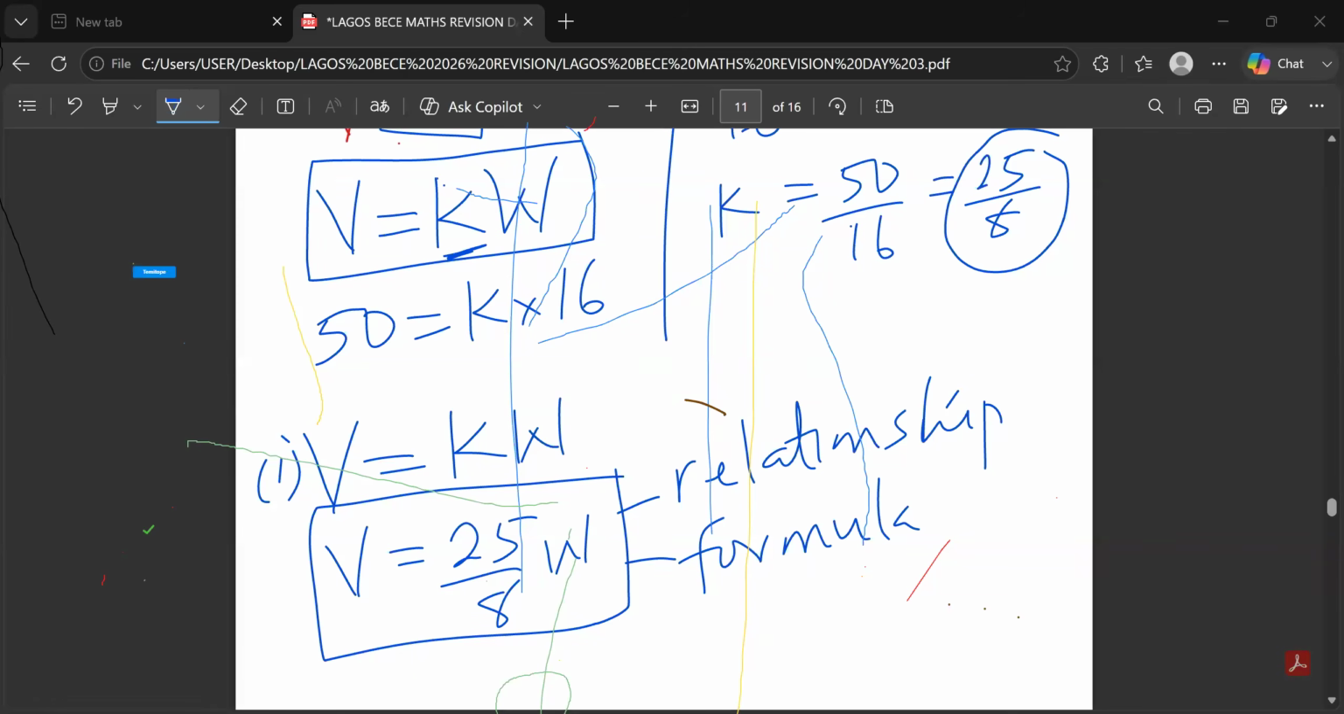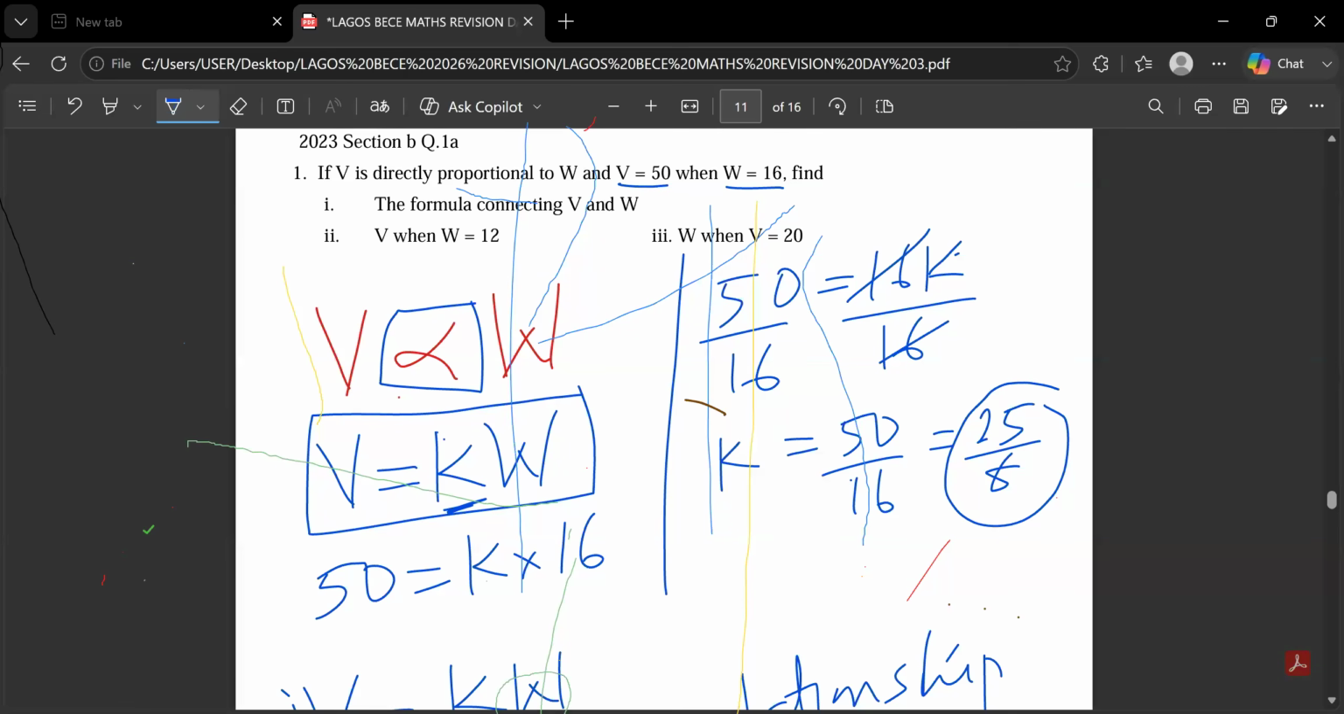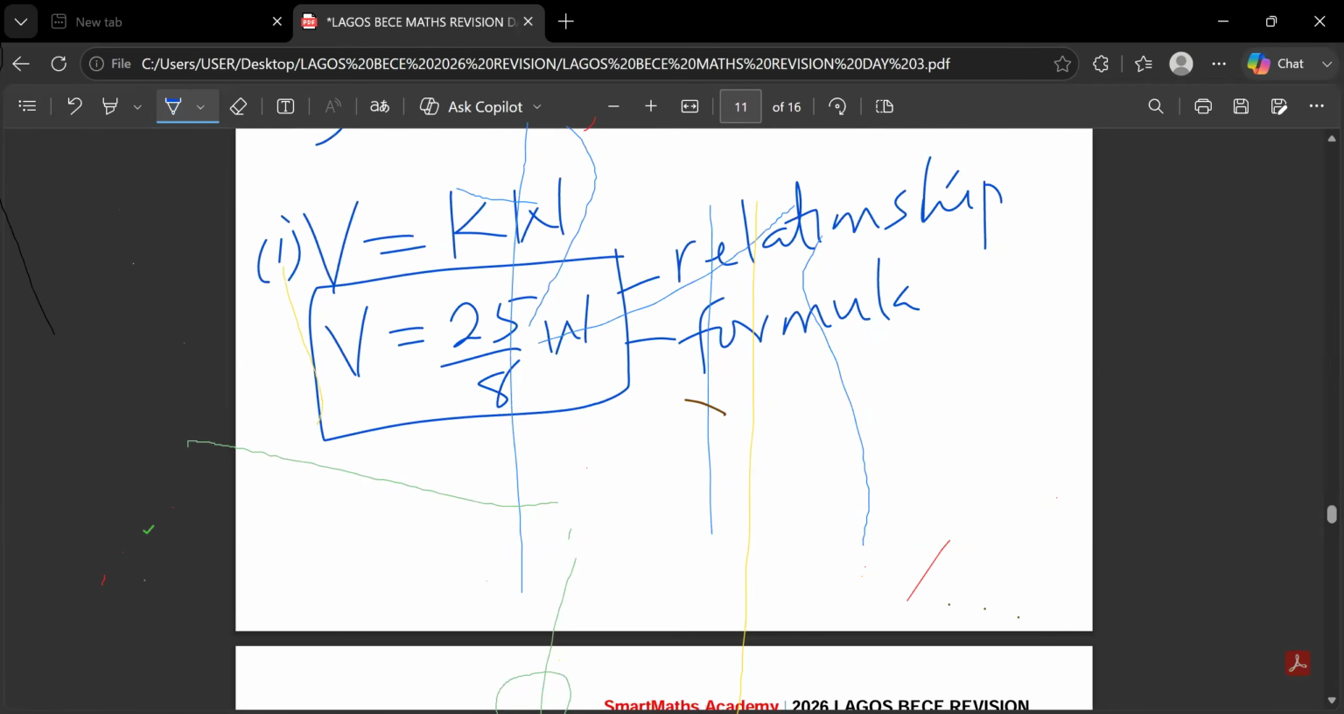So the second question there is to find V when W is 12. So we will now be using this one. The Roman figure 2 is find V. We don't know the value of V when W is 12. That is 25 over 8 multiplied by W, then we change it to 12.